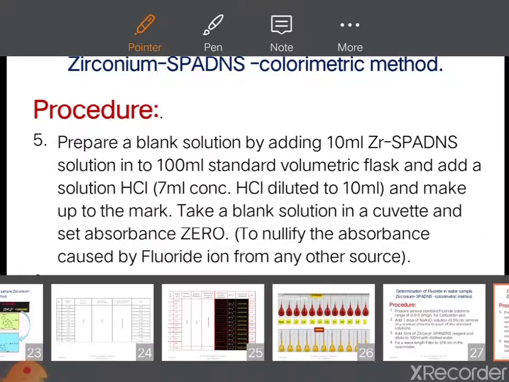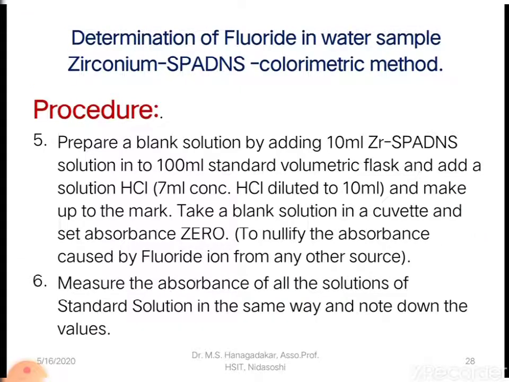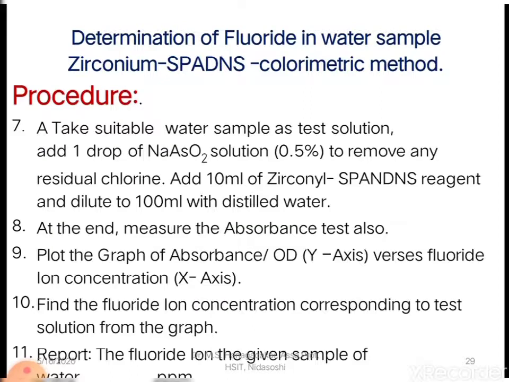Then point number 6, measure the absorbance of all the standard solutions in the same way and note down the values in the respective solution rows. Then point 7, take a suitable water sample as test solution, add 1 drop of sodium arsenate solution 0.5% to remove any interference of chloride, add 10 ml zirconyl SPADNS reagent, then dilute it with distilled water up to 100 ml. At the end, measure the absorbance of this test water sample also.